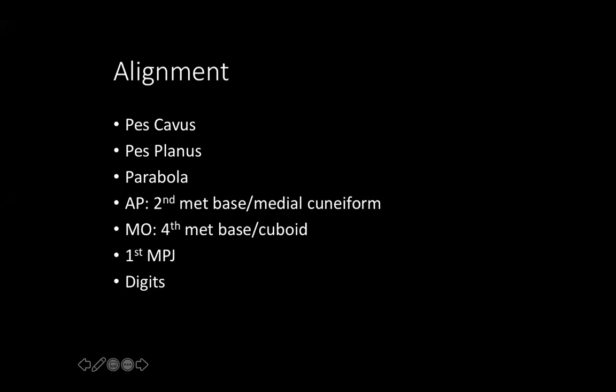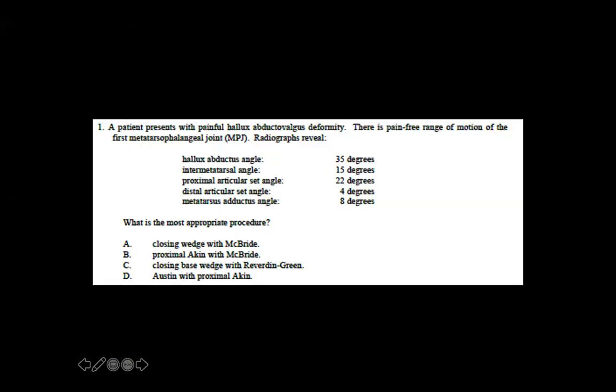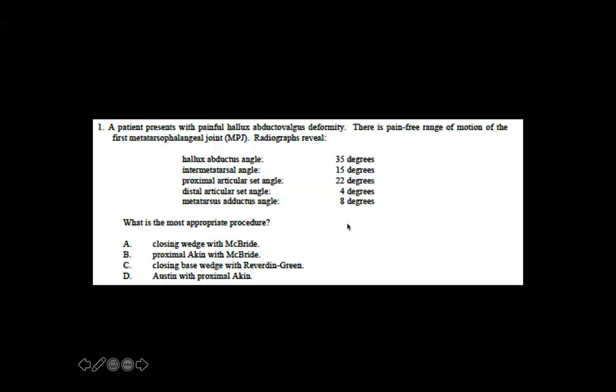Okay, we talk about overall imaging. We want to understand that there's a lot of angles to know, and in general, we may not actually be asked to state what the degrees are. So a lot of these angles you should just recognize as they're increased or they're decreased or they're abnormal. The best way to do that is just keep looking at x-rays as much as you can.